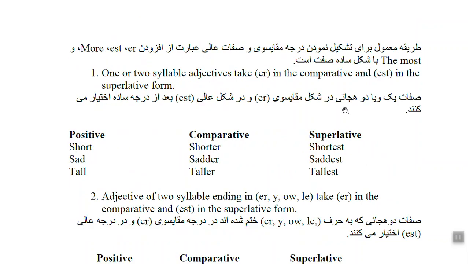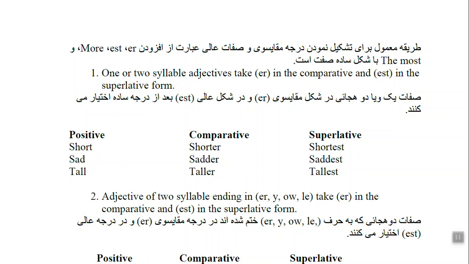For example, one or two syllable adjectives take er. Okay, one or two syllable adjectives, for example, short or sad or tall, take er in the comparative and est in the superlative form. For example, positive is short, sad, tall, and the comparative you can say shorter, sadder, taller. He is sadder than his brother because he has a broken heart. Okay, I'm joking. Superlative: shortest, saddest, tallest.